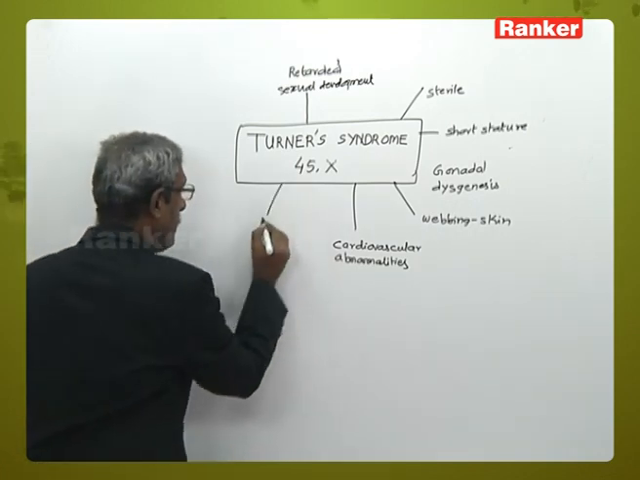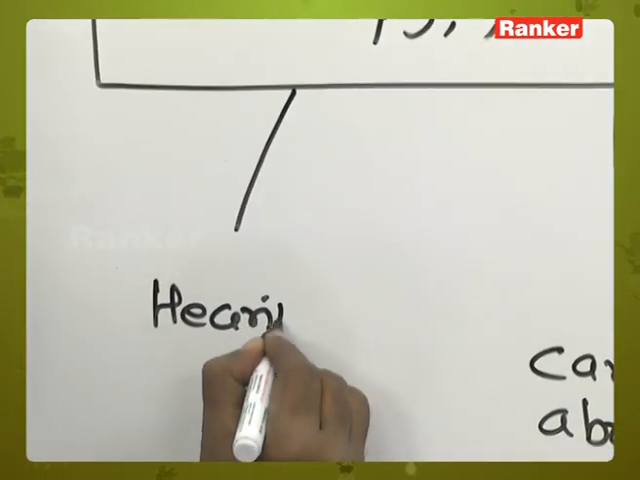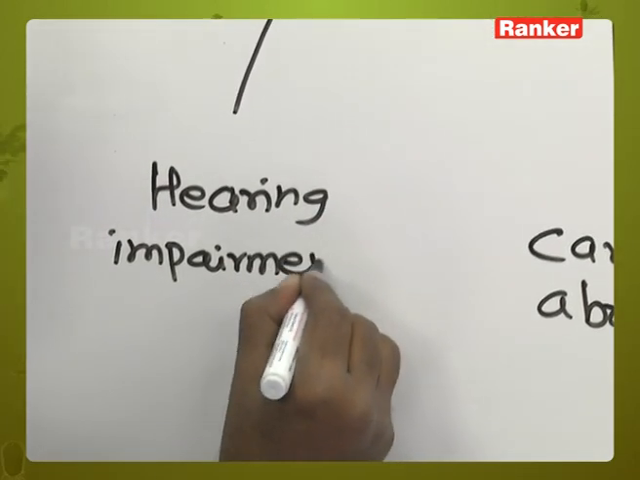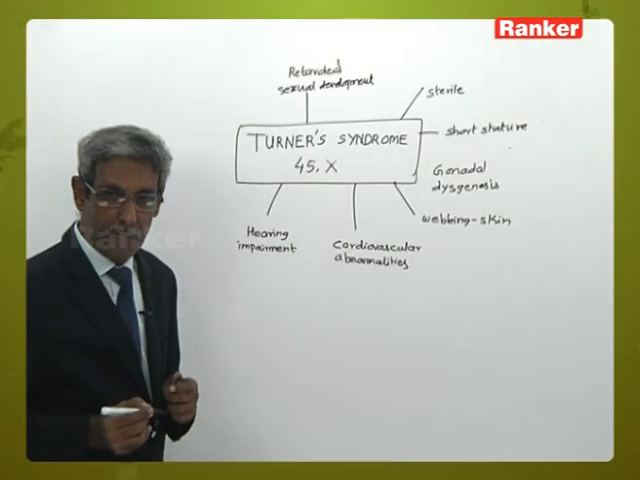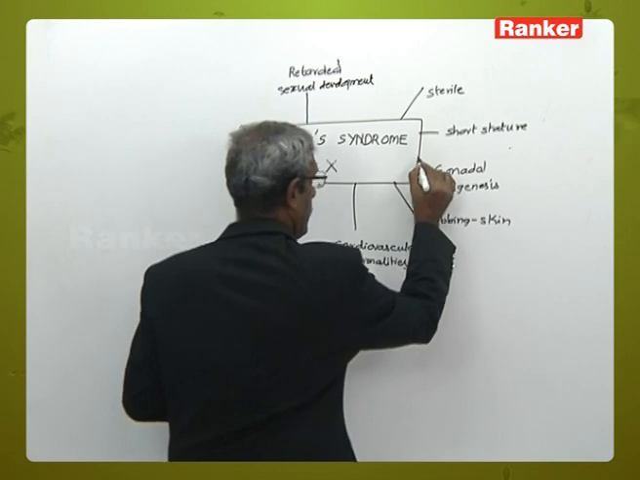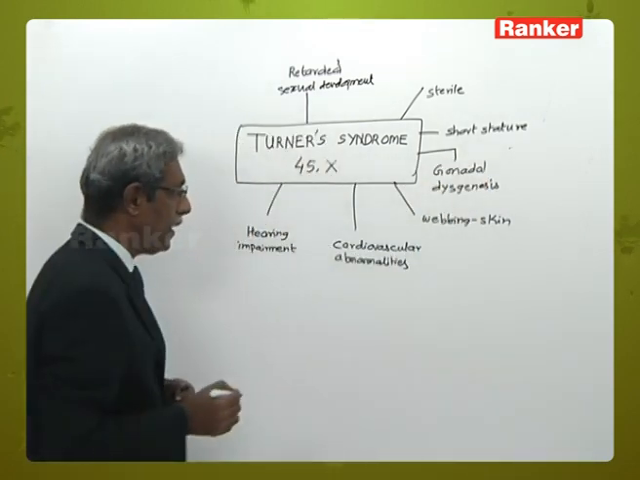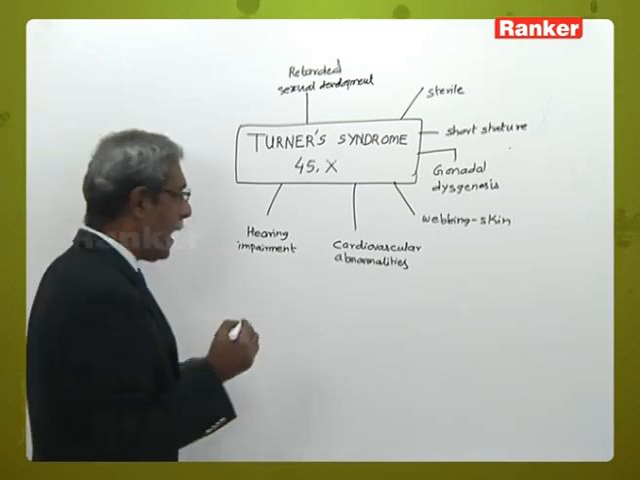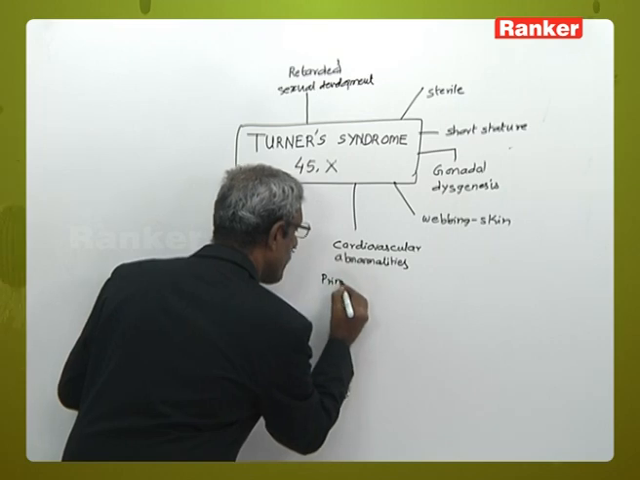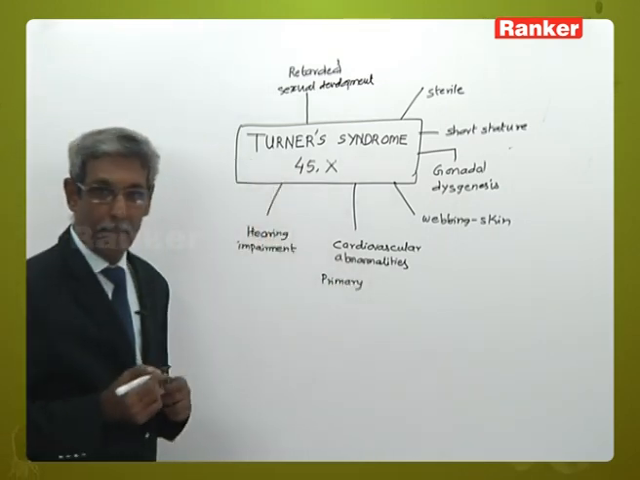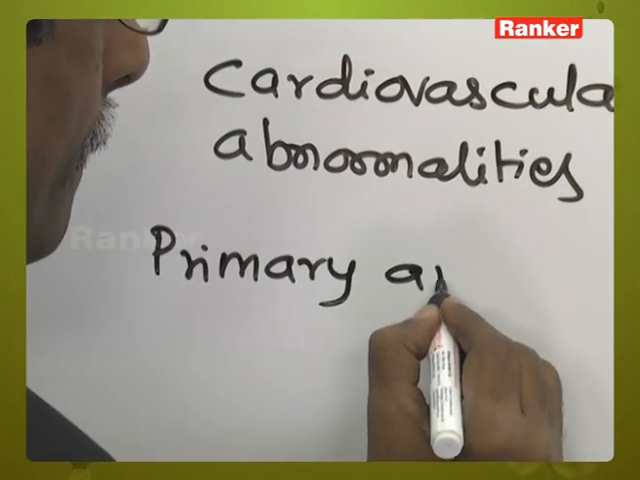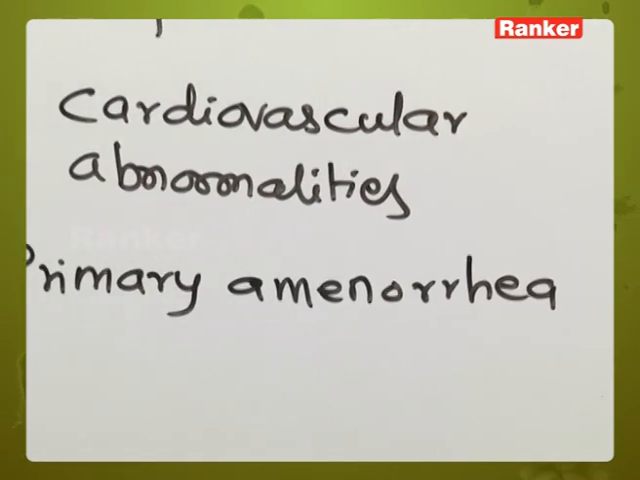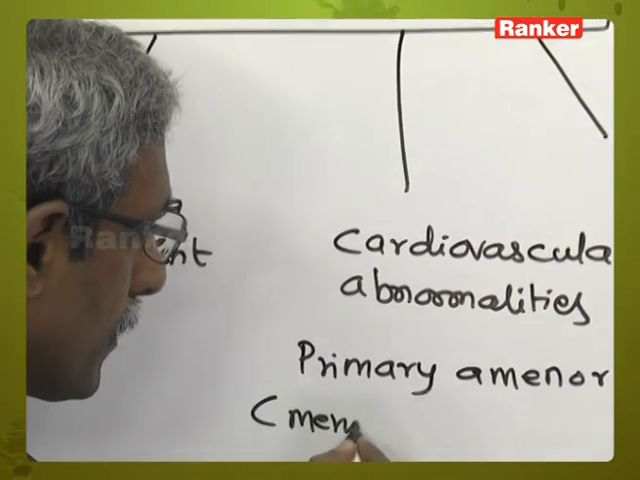They also show hearing impairment, and non-functioning gonadal, that is gonadal dysgenesis, primarily indicated by primary amenorrhea. That is, the menstrual cycle is absent.